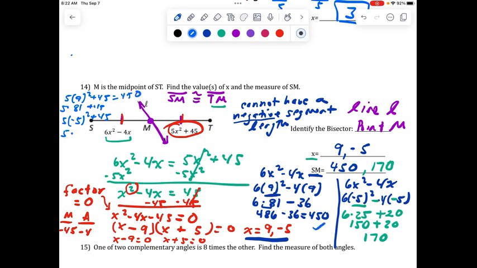And then 5 times -5 squared is 25 plus 45. 5 times 25 plus 45 is 170. Yes, so I got the same answer twice. So that means that these are my answers for x and these are my answers for the other side.